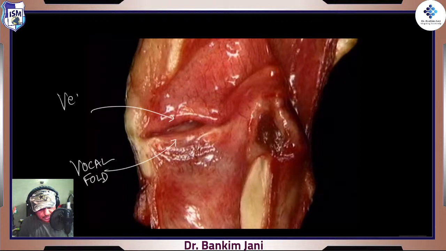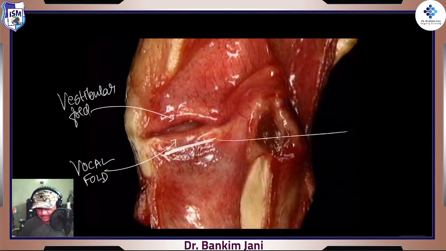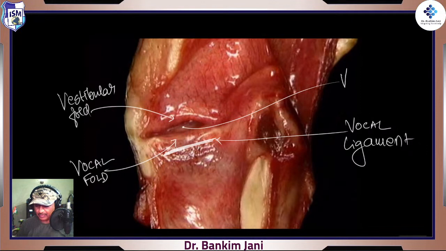Similarly, over here, it is the vestibular fold. That means, why should these folds occur? That means there is something inside, right? And yes, you are right. Over here, as we proceed with our dissection, we'll see that there is a vocal ligament. Because this vocal ligament is covered in mucous membrane, that's why it is giving that vocal fold. And in between this space is what is called the vestibule.